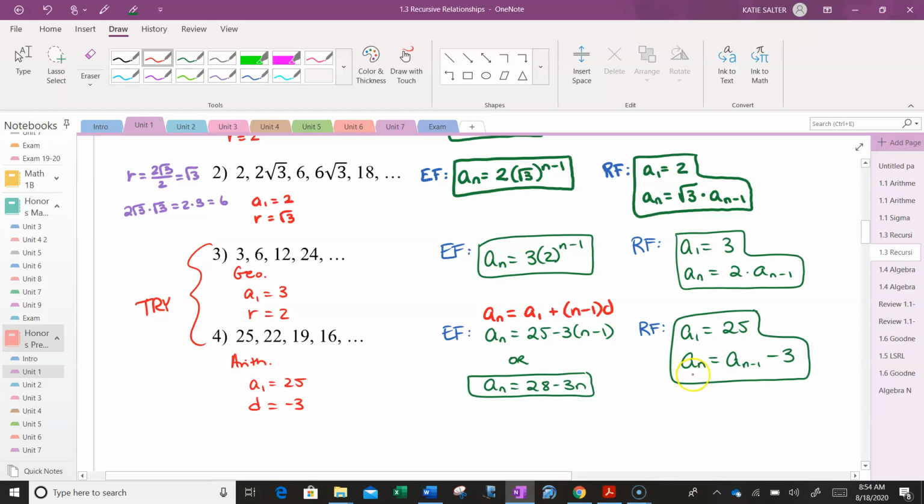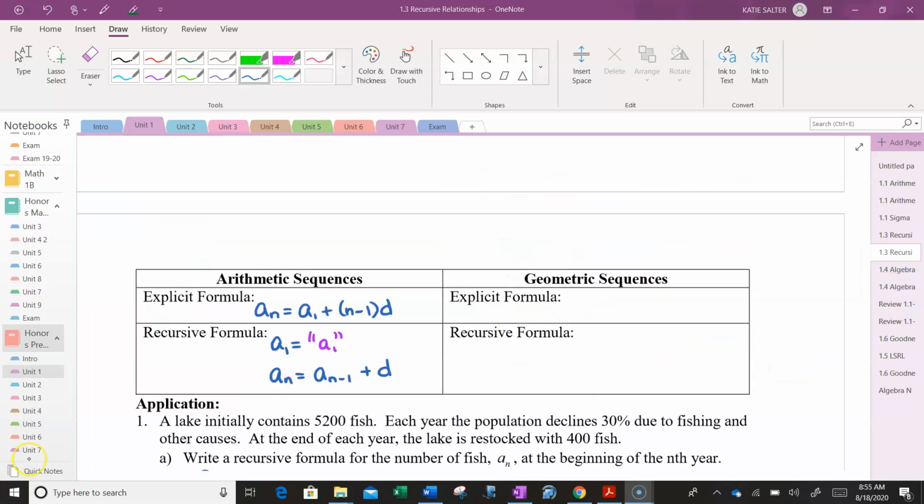To get our next term, we're going to say a sub n is equal to the previous term, a sub n minus 1, minus 3. All right, so let's sum this up. We're working with arithmetic sequences. Our explicit formula is the formula that we learned a few days back. But our recursive formula is a sub 1 equals whatever that first term is, and then a sub n is equal to a sub n minus 1 plus d. Of course, if d is negative, you'd say minus that d value.